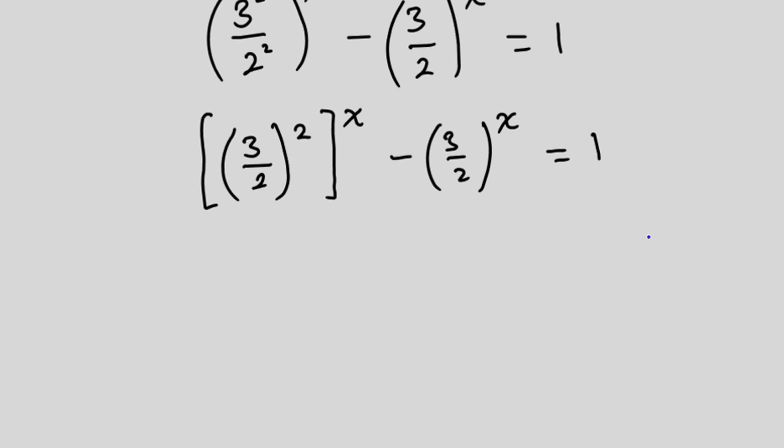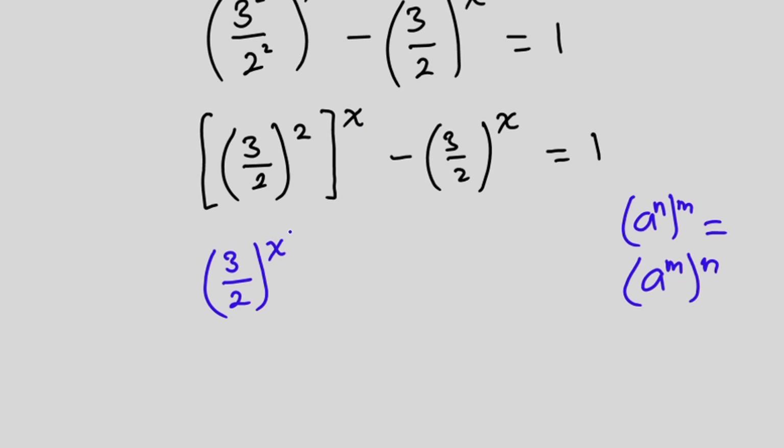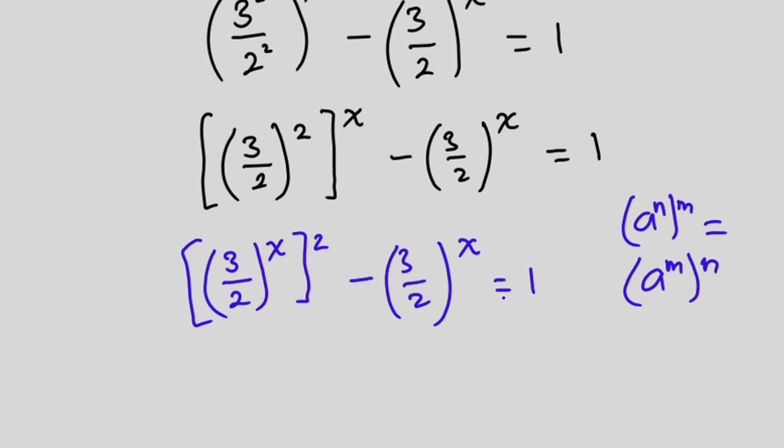Now let's remember this power rule. If we have a to the power n, or to the power m, this could be written as a to the power m, or to the power n. So you can interchange their positions. So let's go ahead and use this idea on this part. So we're going to have 3 divided by 2 all to the power x, then all to the power 2, minus 3 divided by 2 all to the power x is equal to 1.